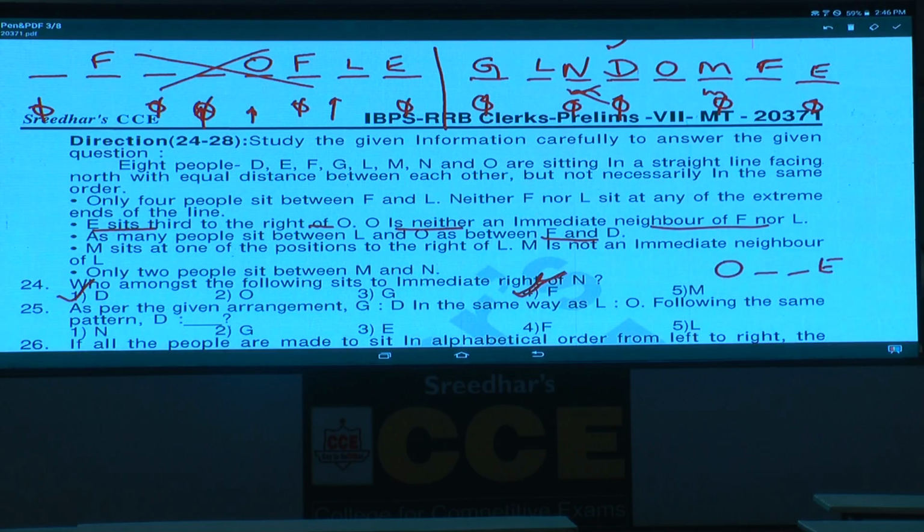Now this D and F, that is choice 4, 25. Then 26, if all the people are made to sit in alphabetical order from left hand side to right hand side, the positions of how many people will remain unchanged?